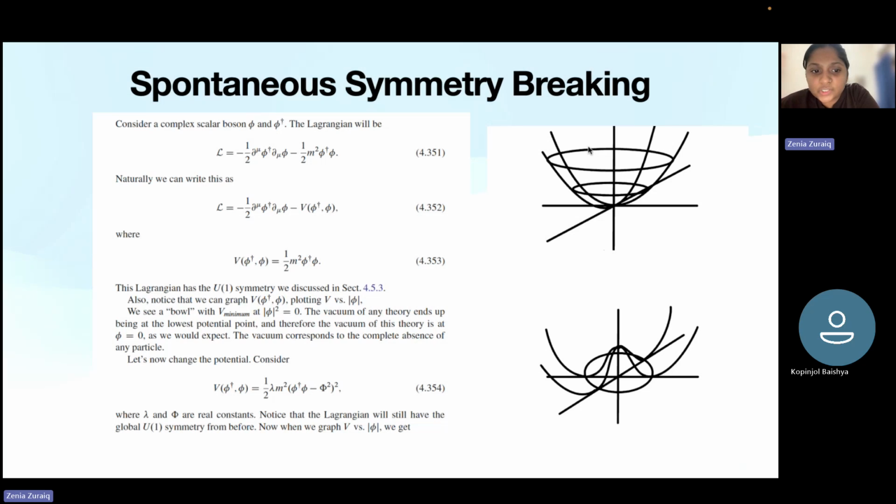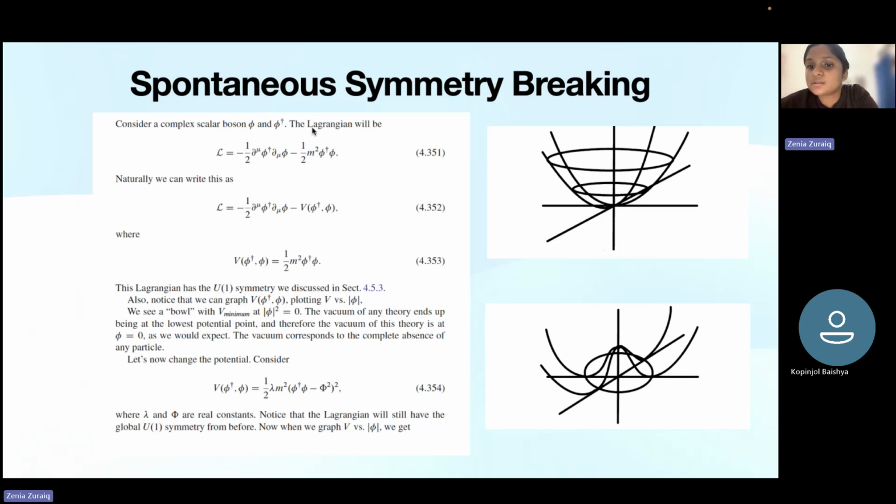You can also graph V. The first graph corresponds to this Lagrangian. You can plot V as a function of phi, and you can already see that it is symmetric about its minimum point, which is 0. So the vacuum of the theory ends up being 0, and the vacuum corresponds to the complete absence of any particle. When phi is equal to 0, obviously the whole Lagrangian becomes 0. So there is no particle at that point, and depending on the other parts, there are things. But it's not necessary that our potential has to have this form, right?